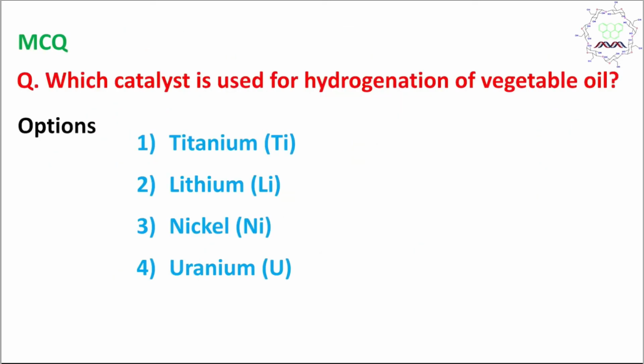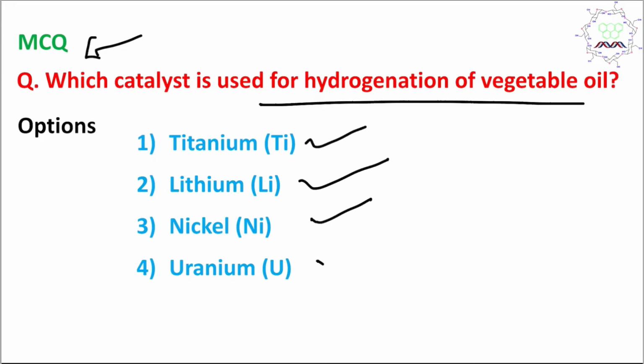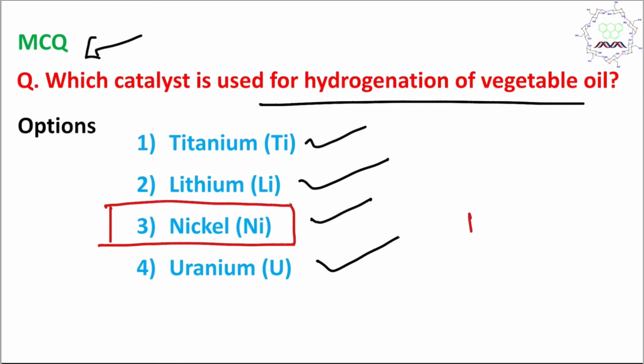Now let's come to our MCQ. Which catalyst is used in the hydrogenation of vegetable oil? See, here 4 options are given: titanium, lithium, nickel and uranium. Please remember, nickel, palladium, platinum, those are very efficient. These, nickel, palladium and platinum, same group, are very efficient in absorbing hydrogen.